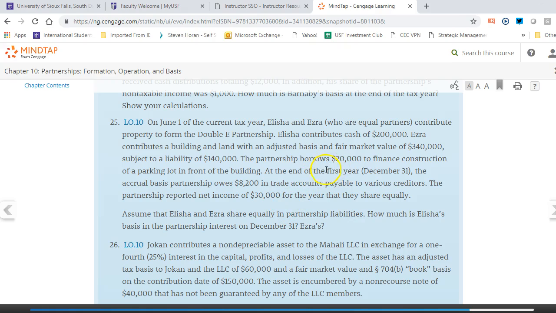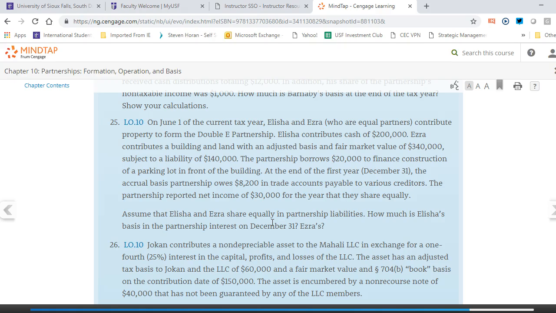At the end of the first year, which is now December 31, the accrual basis partnership owes 8,200 in trade accounts payable to various creditors, and the partnership reported 30,000 worth of net income for the year, which they share 50/50. Assume that Alicia and Ezra share equally in the partnership liabilities. How much is Alicia's basis in the partnership interest, and then how much is Ezra's?